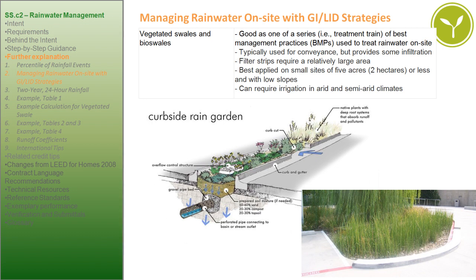Vegetated swales and bioswales. Good as one of a series, for example a treatment train, of best management practices or BMPs used to treat rainwater on site. Typically used for conveyance but provides some infiltration. Filter strips require a relatively large area. Best applied on small sites of 5 acres or 2 hectares or less and with low slopes. Can require irrigation in arid and semi-arid climates.